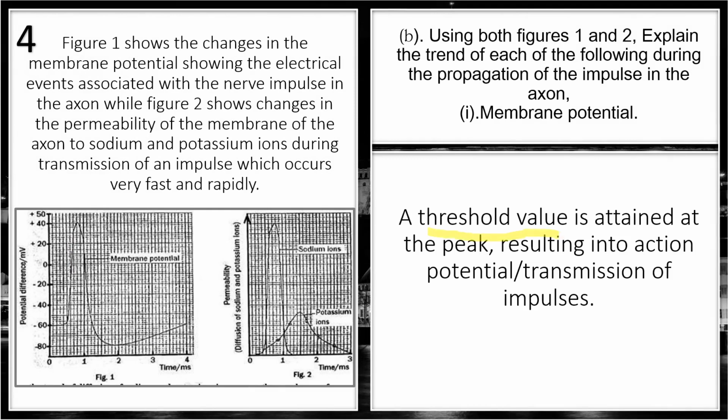A threshold value is attained at the peak, resulting in the action potential and transmission of the impulse. So at the peak here, we attain the action potential. The threshold value has been attained, and there is the transmission of the impulse.